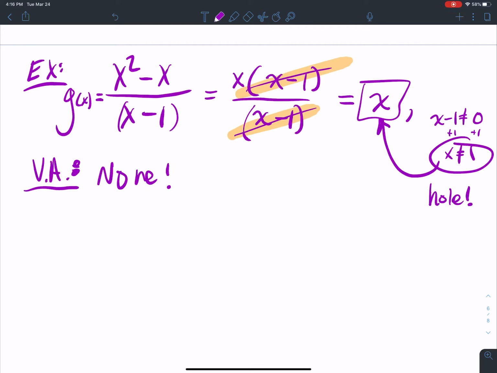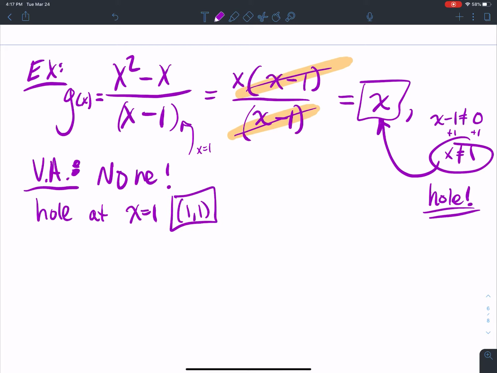So you need to be careful. You might be tempted to set the denominator equal to 0 there, and you get x equals 1. But the problem is that's not a vertical asymptote. It's a hole. Okay, so there's a hole at x equal to 1. Now, technically it's at a location 1 comma 1, but I'm going to be okay if you just put x equal to 1.